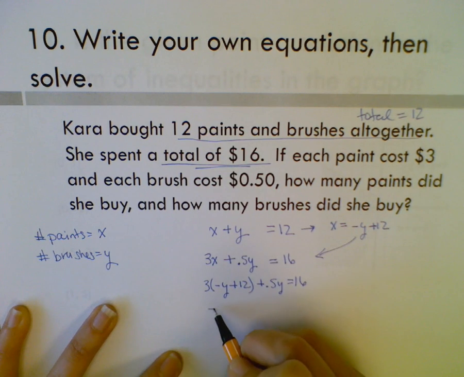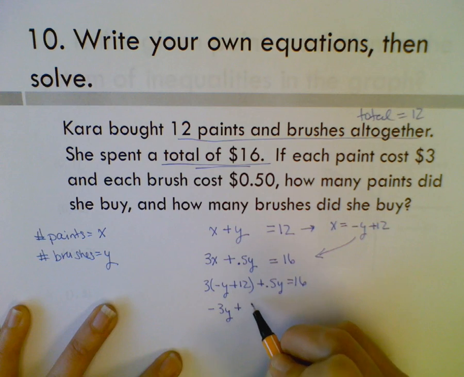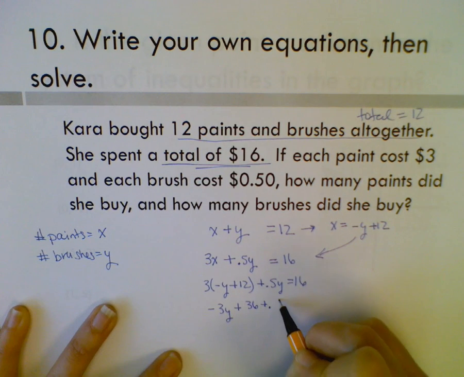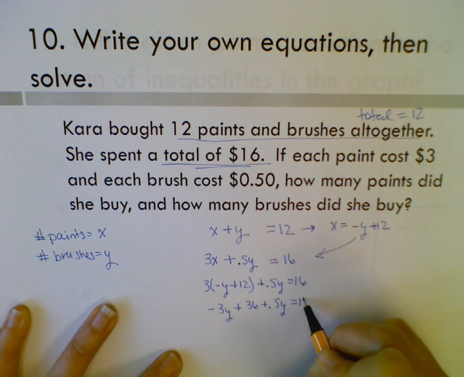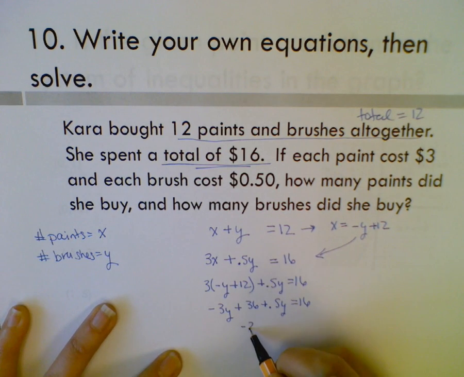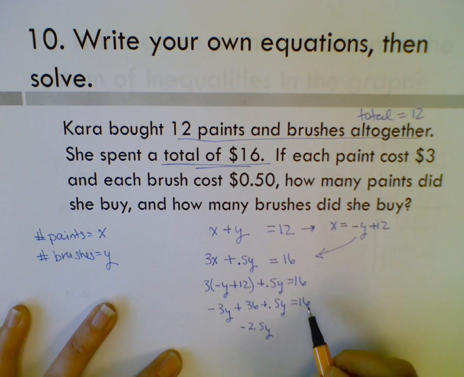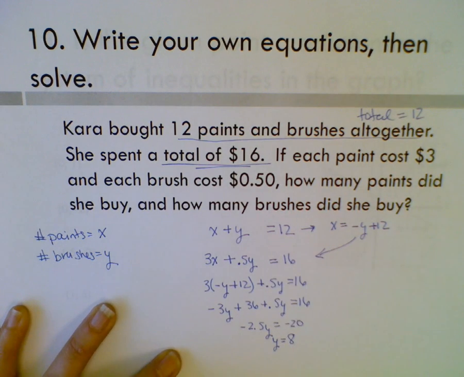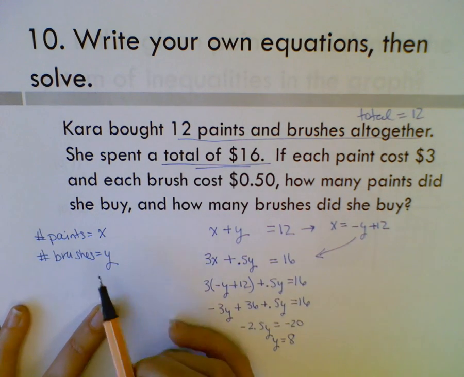Well, that's negative 3y plus 36 plus 0.5y equals 16. Negative 3y plus 0.5y, that's negative 2.5y. Minus 36 gives me negative 20. If I divide both sides by negative 2.5, I get y is 8. That means I have 8 brushes, okay, because that's what y is.